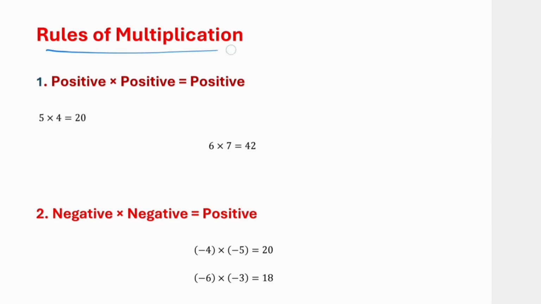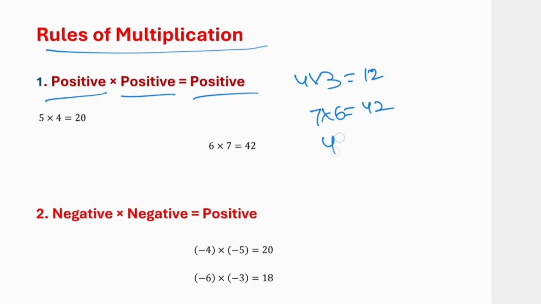And the next one, rules of multiplication. Here the first one is positive into positive is equal to positive. For example, 4 into 3 is equal to 12, 7 into 6 is equal to 42, 4 into 7 is equal to 28. Here all are positive numbers, so the result is also positive. Therefore, positive into positive is equal to positive.